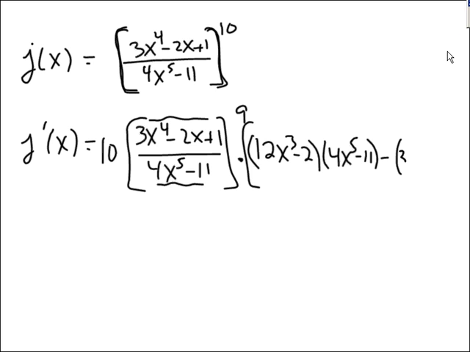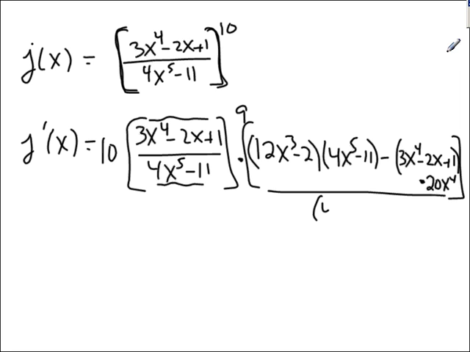Just take the top, 3x to the 4 minus 2x plus 1, and then multiply that by the derivative of the bottom, which is 20x to the 4. And all of that gets divided by the denominator, 4x to the 5th minus 11 squared. Okay, there is 100% of the calculus.